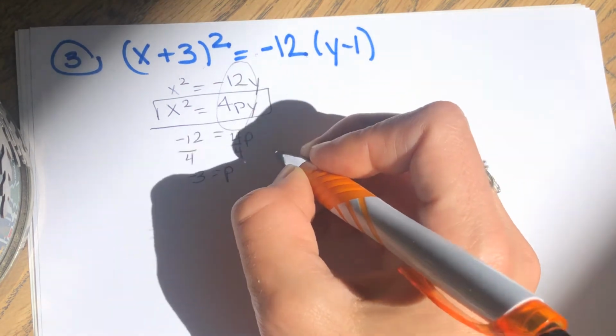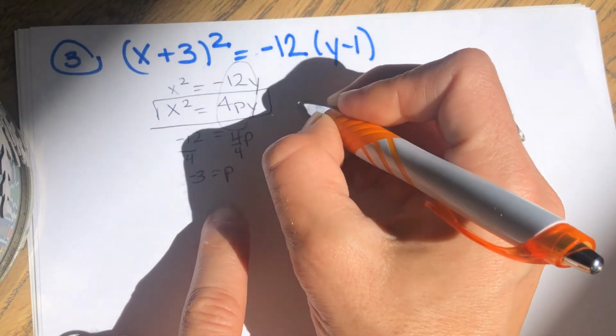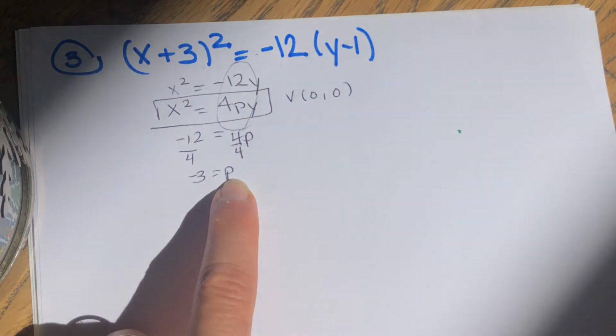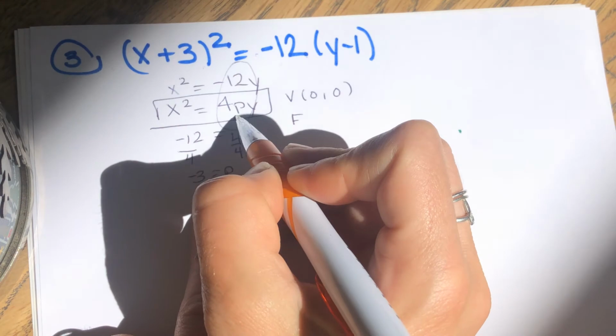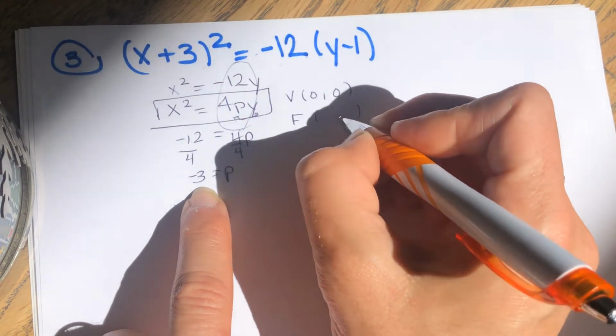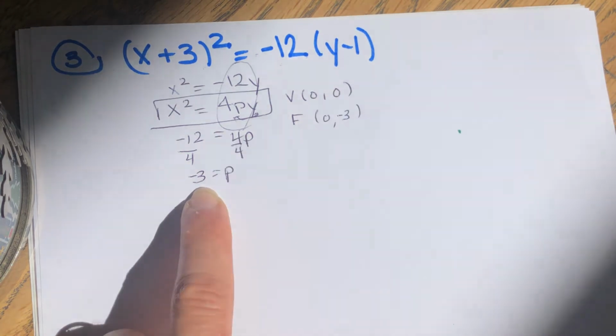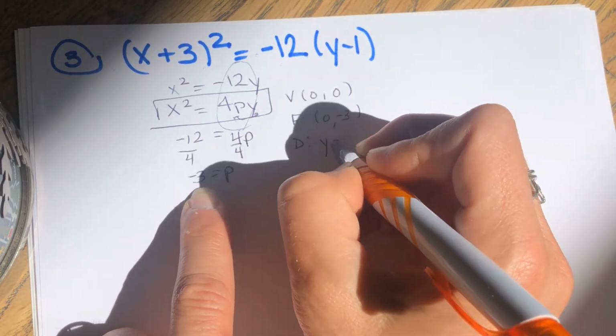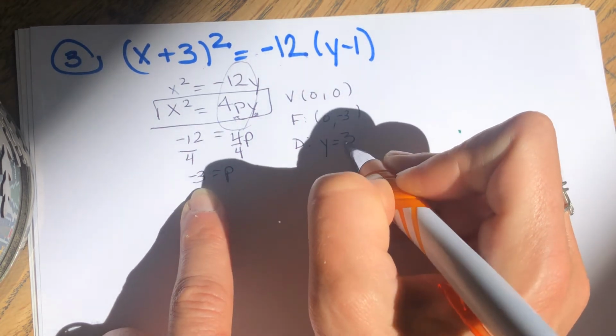All right, so if I'm at the origin, so vertex 0, 0, focus. Okay, so P is next to my Y, so that means -3 is my Y, and I have a 0. Directrix, I know it's a Y, and it's the opposite, so it's Y equals 3.